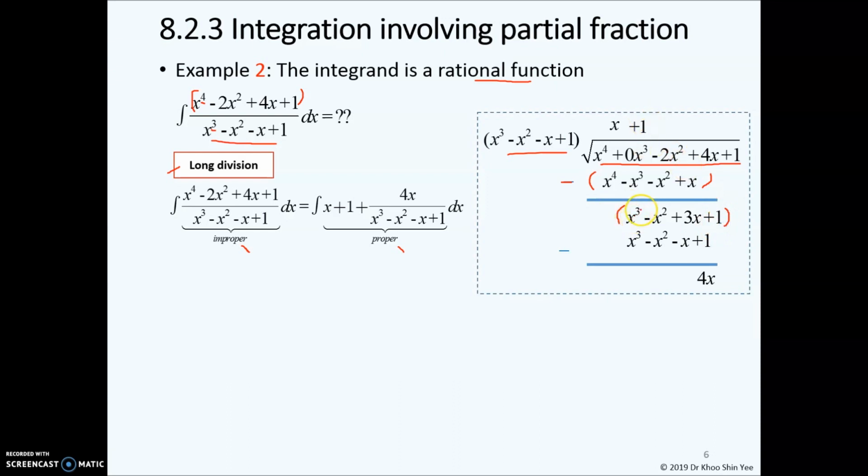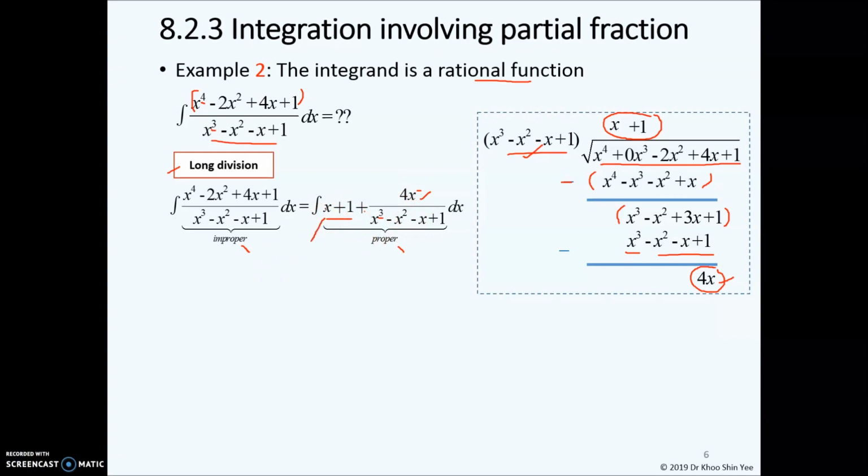So for x to the power of 3, you have to multiply by 1 here, 1 multiplied by x to the power of 3, again this term, and then continue to multiply the other, then you get this. Once you subtract it, you get 4x as your remainder. And we can write it as x plus 1 here plus the remainder 4x right here divided by the factor. In this case, you can see that the degree at the bottom is higher than the one at the top. So this is a proper type.